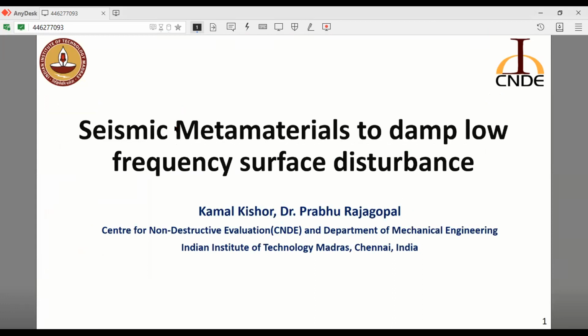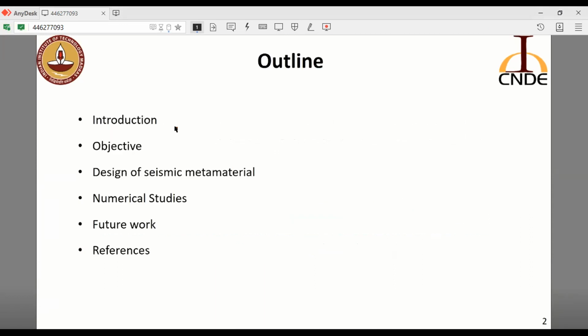So hello everyone. My name is Kamal Kishore, and I'm an MS scholar in the Mechanical Engineering Department. I'm working under Prabhu Raja Gopal sir. My research work is related to seismic metamaterial. So today we are going to discuss how seismic metamaterial can damp low frequency surface disturbance. So this is the outline. We will discuss how to design and numerical studies.